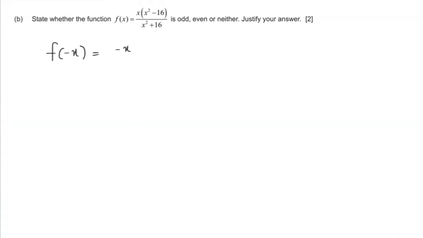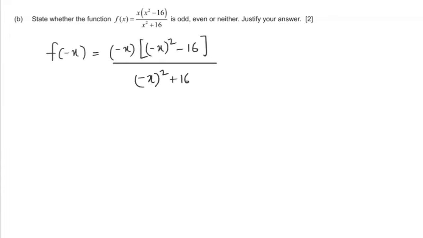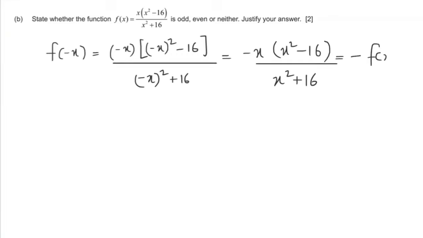So this will become a negative x, and then I will have a negative x squared minus 16, and the whole thing divided by negative x squared plus 16. This becomes minus x. The negative x squared is just x squared, 16, and divide the whole thing by x squared plus 16. So this becomes just the negative of f of x. So whenever a function obeys this property, it's known as the odd function.